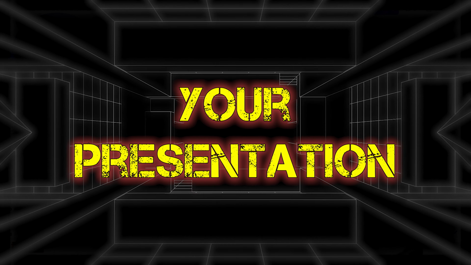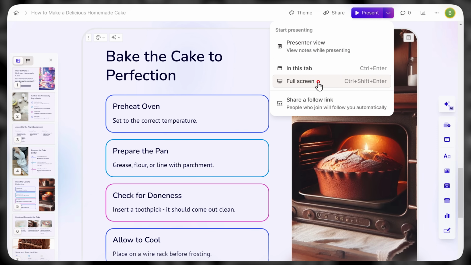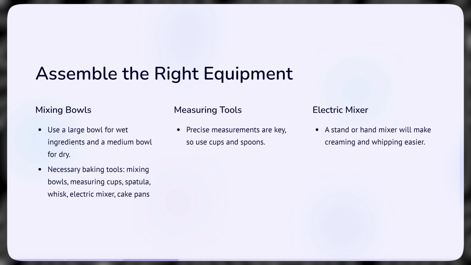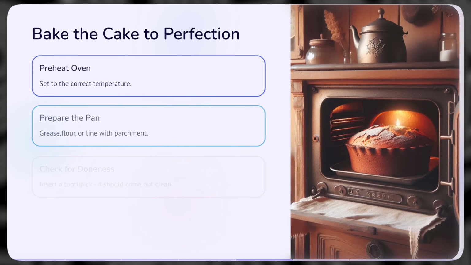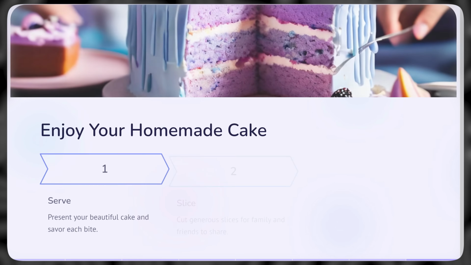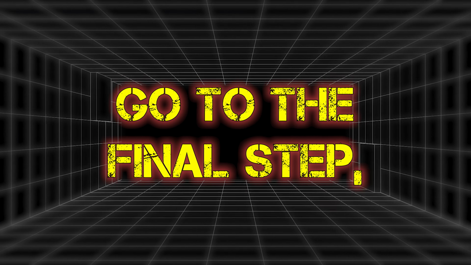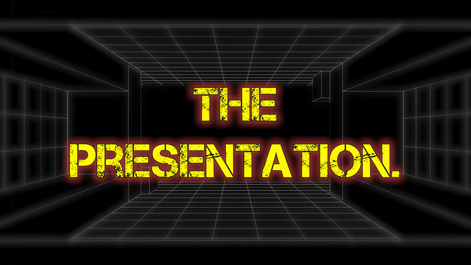And once your presentation is ready, let's see a preview of it. To do that, click here and click on Full Screen. You can see that we have a preview of our presentation, and all the changes we made have been applied to our presentation. You can go through it and see how it looks. Once you're happy with the presentation, next let's go to the final step, which is to export the presentation.